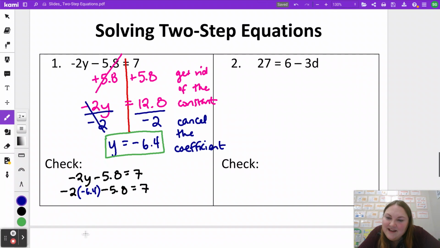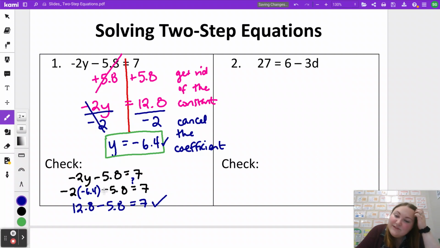Now that I've done that, I'm just checking to see if I do all that math, does it give me 7? Well, negative 2 times negative 6.4 gives me a positive 12.8. And 12.8 minus 5.8, yep, that is 7. That helps me know that I have found the correct missing number. There's only one number that when you multiply by negative 2 and subtract 5.8 gives you 7. And we have found that one number is negative 6.4.